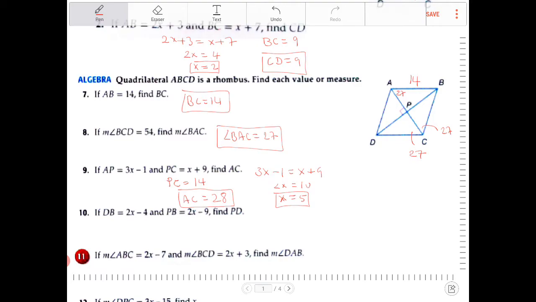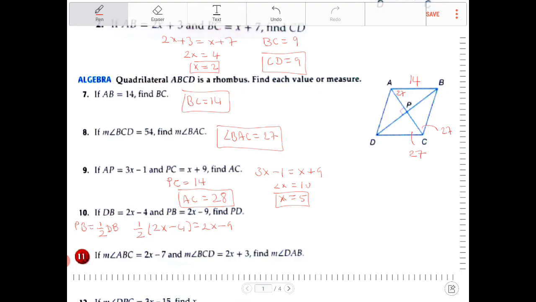If DB is equal to 2x minus 4, DB is the other diagonal, and PB is equal to 2x minus 9, find PD. All right, so PB is half of DB. So 1/2 of 2x minus 4 is equal to 2x minus 9. Again, this came from PB is half of DB, and the reason for that is because the diagonals bisect one another.